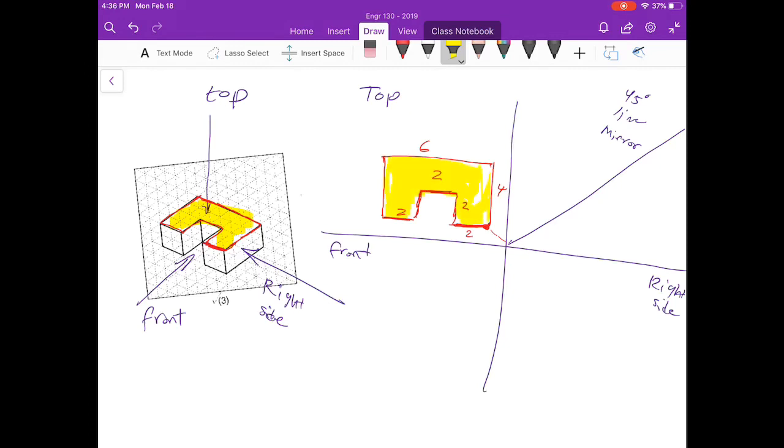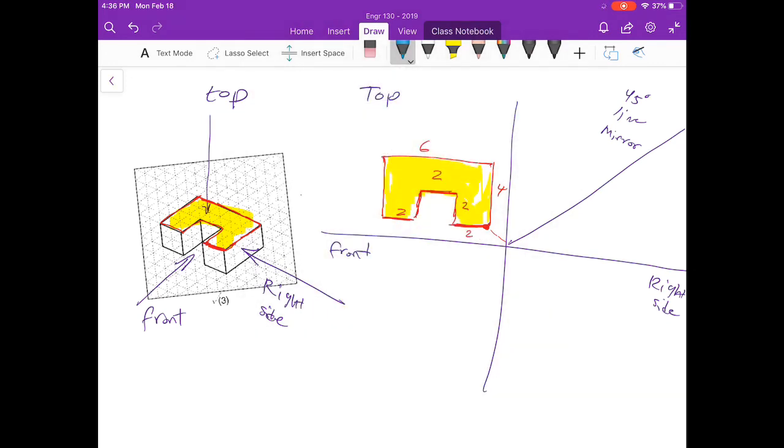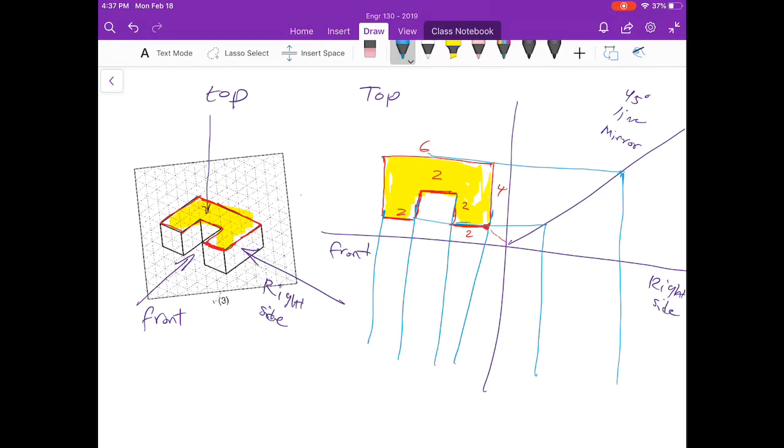To continue, I'm going to draw the guidelines. I use a different color so they stand out. So guidelines will look like this. We continue from here, down here, then from here down here. I already explained to you that when the line hits a mirror line, it reflects back at a 45-degree angle. Let's draw the guidelines between the top view and front view. Now I can complete the shape.